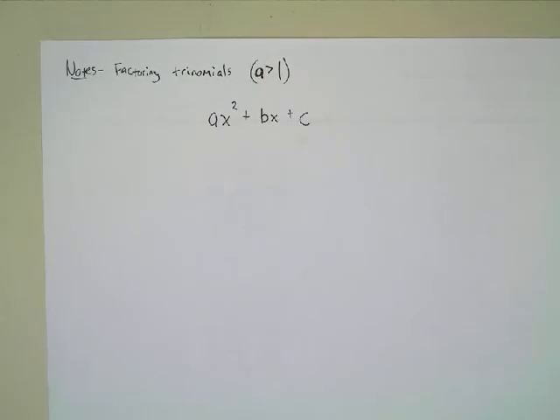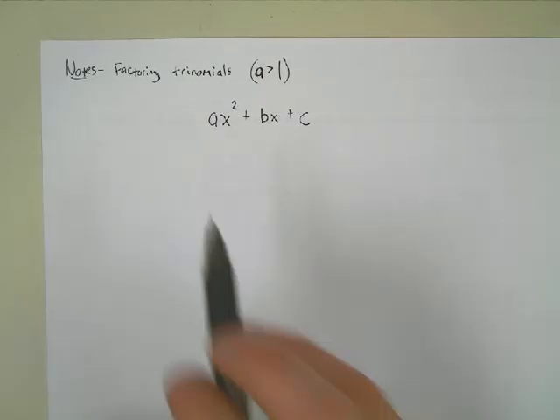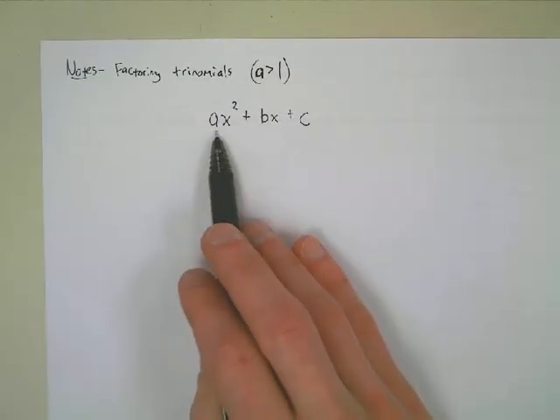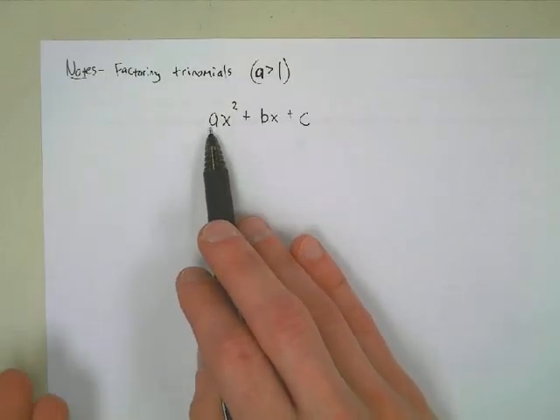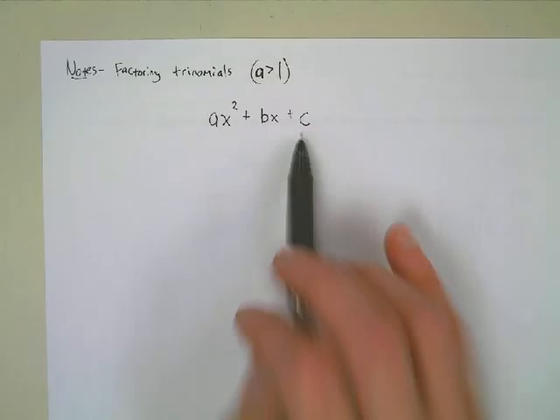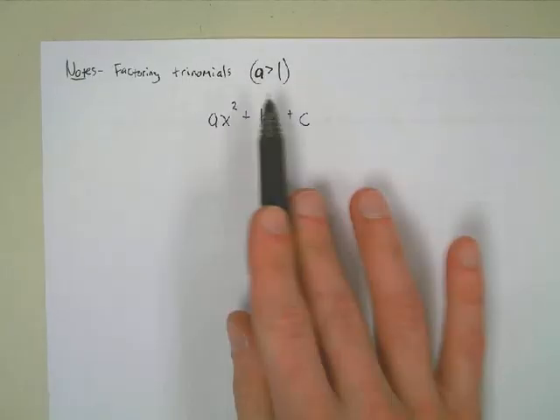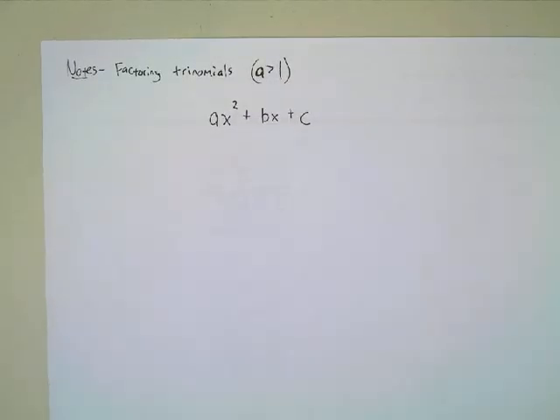What we did yesterday is we didn't have an a. It was just 1 yesterday, so we treated it like a 1x squared, and then we had a b and a c, and we factored it that way. Today we're going to look at problems where a is greater than 1, like 2x squared or 3x squared, which makes things a little bit trickier.